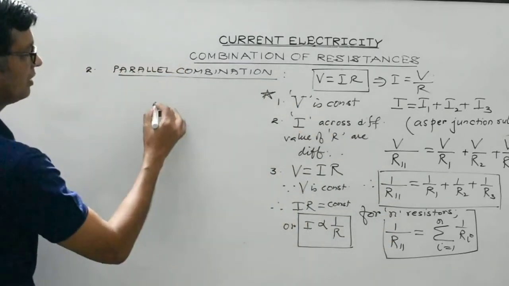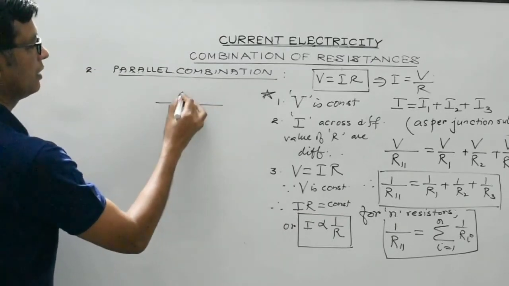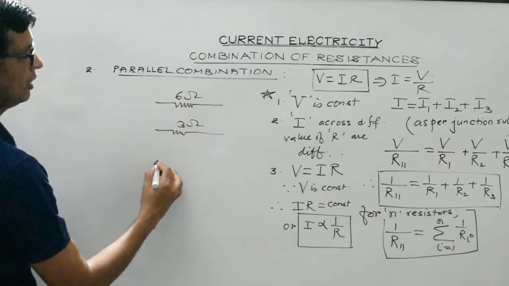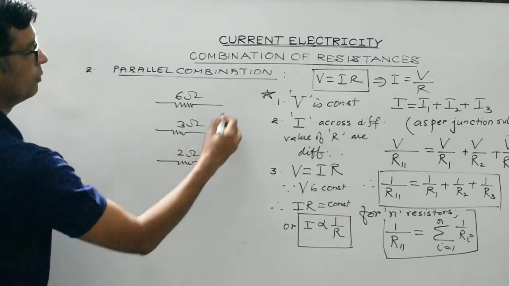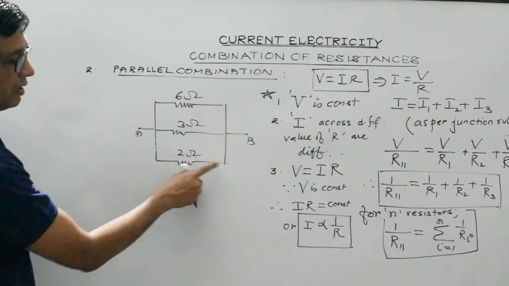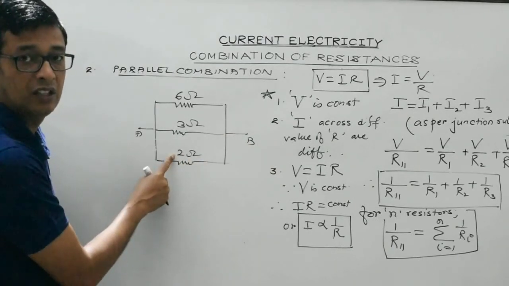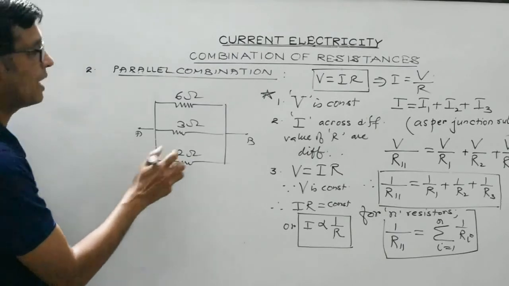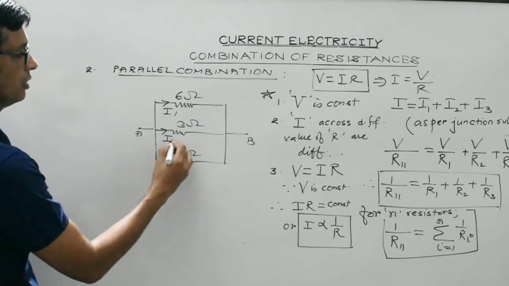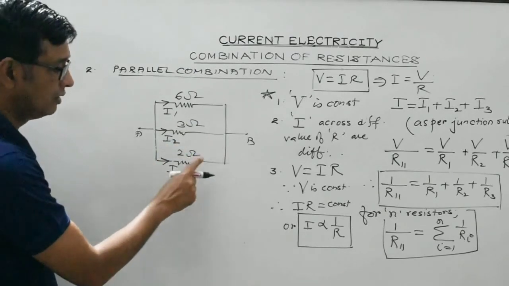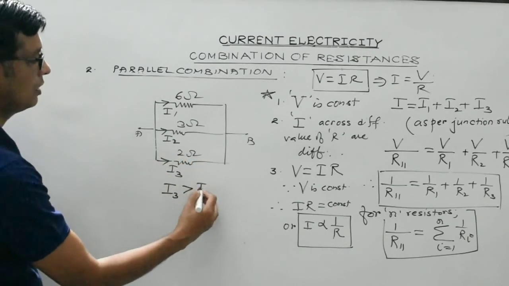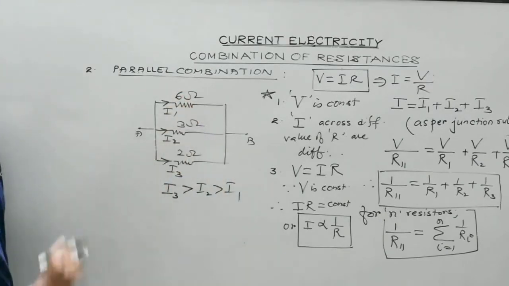So basically, if you take the example of 6 ohm, this is 3 ohm, and let us consider this to be 2 ohm. All the three are connected in parallel, right? So this resistor is having least value of resistance. So the current flowing through this would be maximum. Suppose it is I1, it is I2 and it is I3. So the resistor offering least value of resistance, the current flowing through that would be maximum. So I3 would be maximum while I1 would be minimum.